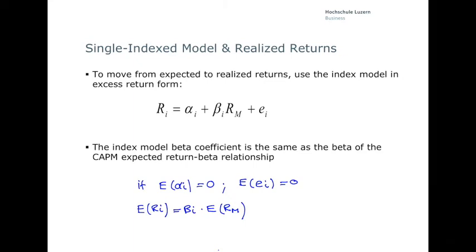Single index model and realized returns. The index model states that the realized excess return on any stock is the sum of the realized excess returns due to market-wide factors, beta times the market premium, plus a non-market premium alpha and firm-specific outcomes summarized by e.